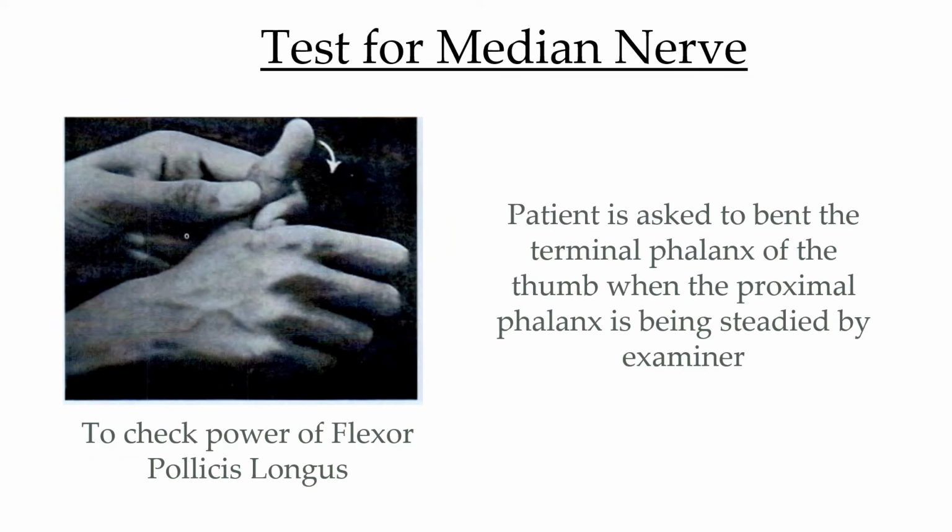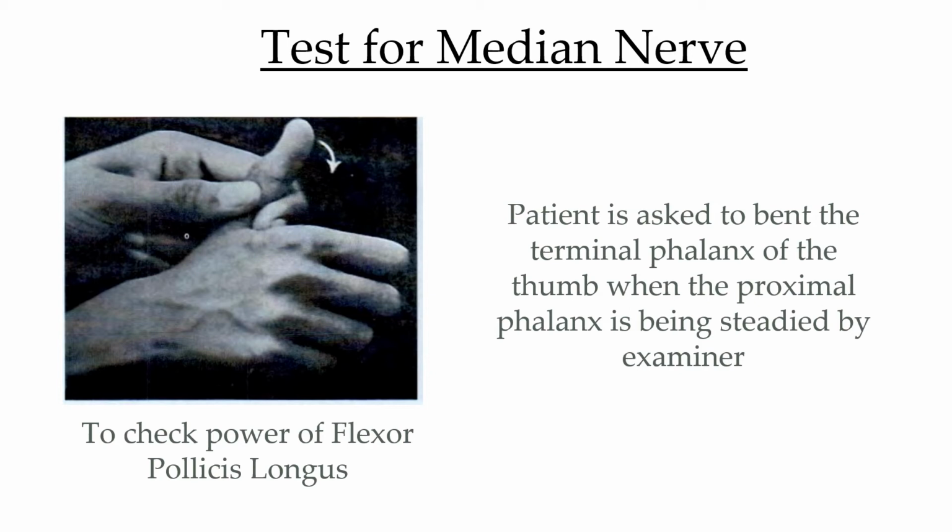The next test by which the integrity of the median nerve can be tested is by checking the power present in flexor pollicis longus, which is also innervated by the median nerve. In this case, the doctor holds the proximal phalanx of the thumb of the patient and then asks the patient to perform flexion at the interphalangeal joint of the first digit, that is the thumb. If he is able to perform flexion at the interphalangeal joint, this means that the median nerve is intact and flexor pollicis longus is still functional.